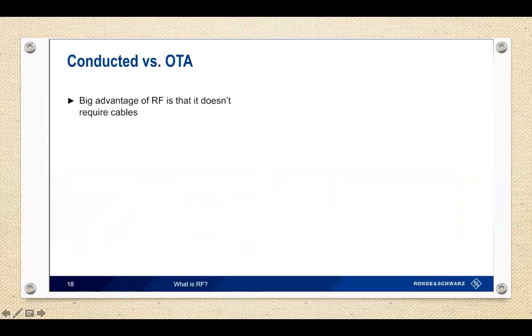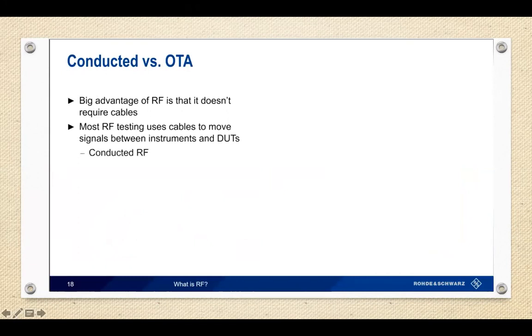One of the biggest advantages of RF is that it allows communications without cables or wires. That said, most RF testing uses cables to move signals between the instrument and the DUT, or device under test. By using conducted RF, we can more precisely control things like the power levels received by the DUT. However, some of the more recent technologies, such as 5G, require so-called over-the-air, or OTA testing, where signals are radiated into and/or out of the device under test.